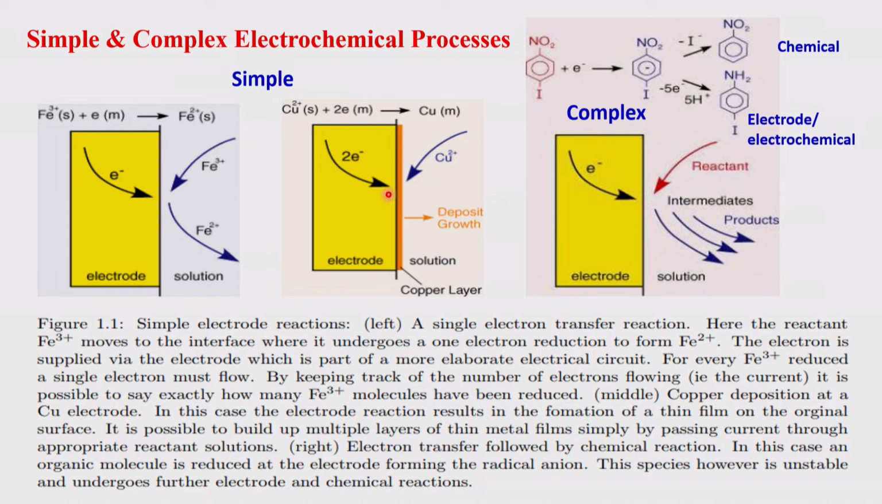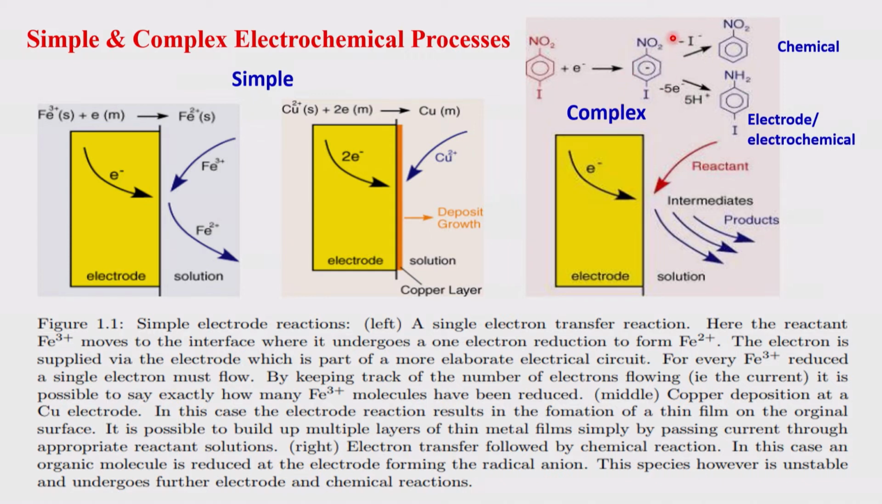These kinds of processes are called simple electron transfer. On the other hand, you see on the right side here, this is the nitro compound, para-iodonitrobenzene or para-nitroiodobenzene, either way. When it approaches the surface, it receives an electron. So there is an electron transfer taking place.